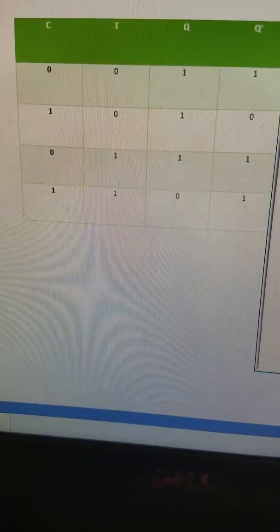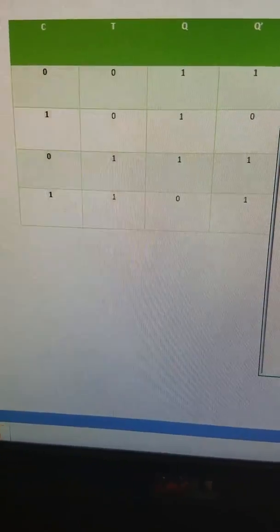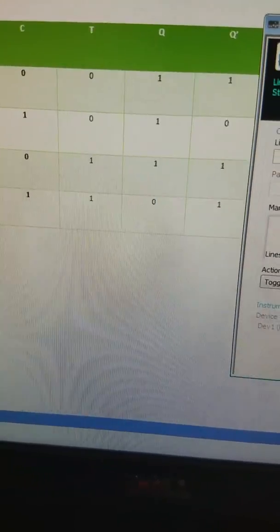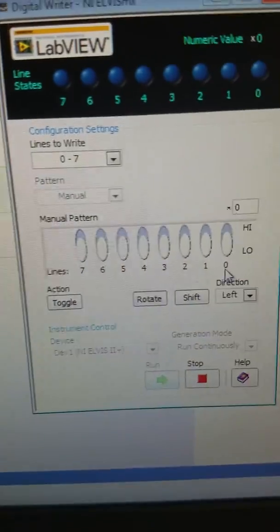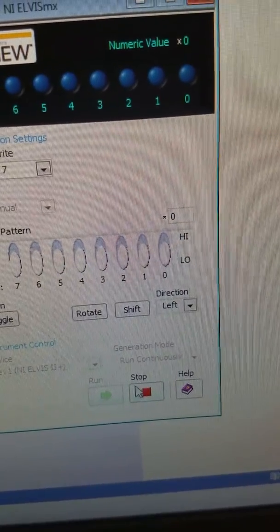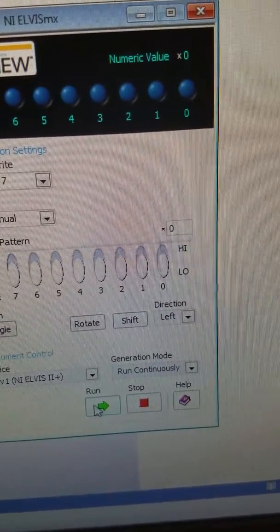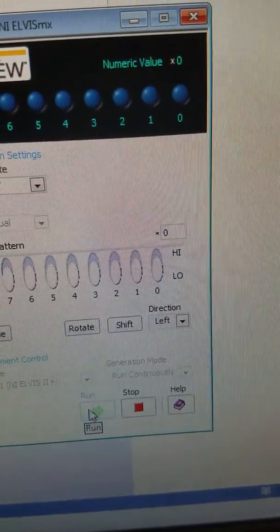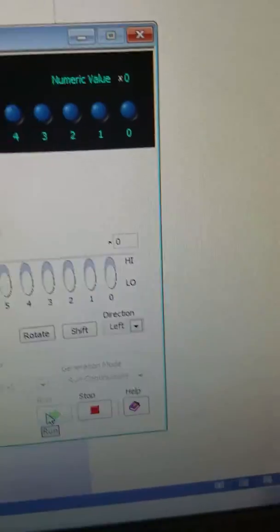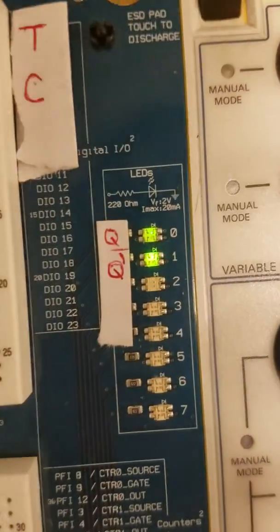In the table for the behavior of the T flip-flop, we can see that when both C and T are low, both Q and Q prime are going to be high. So we're going to test it. Both C and T are going to be low. So when we run it, we're expecting both Q and Q prime to be high. And we can see that that's the case.